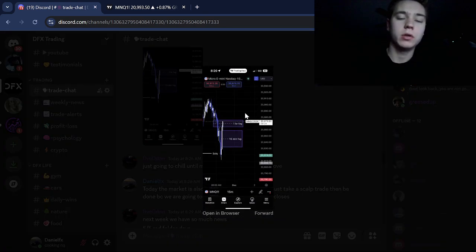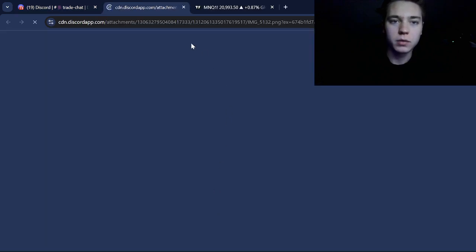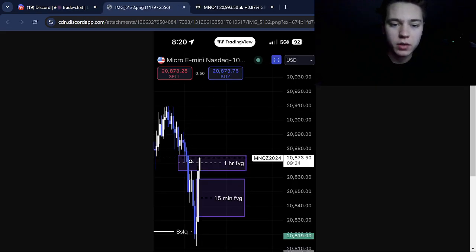So this is how it looked at the time. This is 8:20, as you can see. We had this 1 hour fair value gap that was being respected. I'm gonna give you a better view. We had this 1 hour fair value gap right here that I wanted to see respected before we come down and fill this 15-minute fair value gap and then continue to the upside. At this point, I'm looking at it. Okay, great. We swept sell side liquidity down here, and we're filling this fair value gap right here.